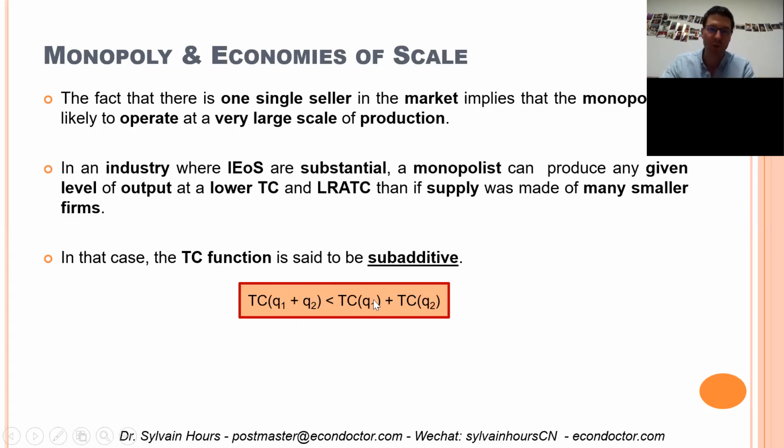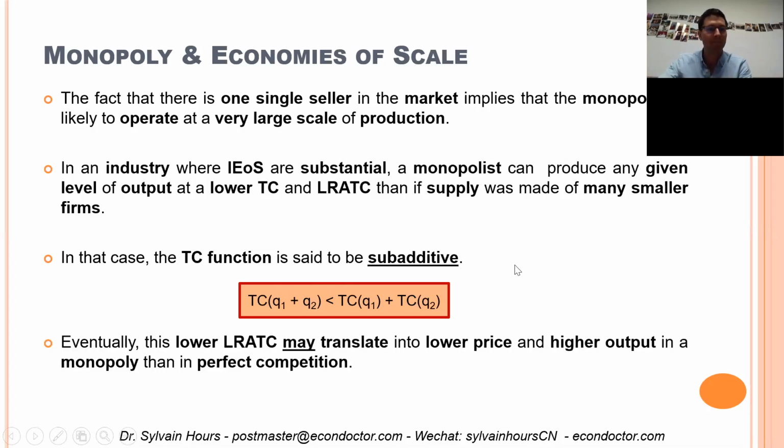Okay, so one firm is going to produce Q1 on its own, and the other one is going to produce Q2 on its own. So you see that it's actually cheaper to centralize production in just one single business than to separate it between two business units, two distinct business units. This is what we call subadditivity in mathematics.